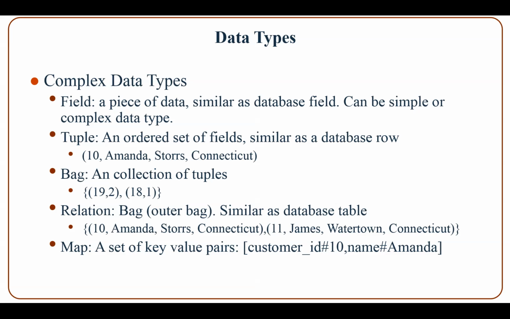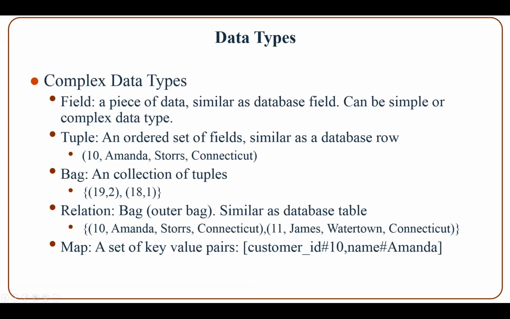The next complex type is bag. Bag is a collection of tuples. For example, between the curly brackets, we have two tuples, and each tuple has two fields. And next we have relation. Relation is actually a bag, or more exactly an outer bag, and similar to a database table. In the example, this relation has two tuples.